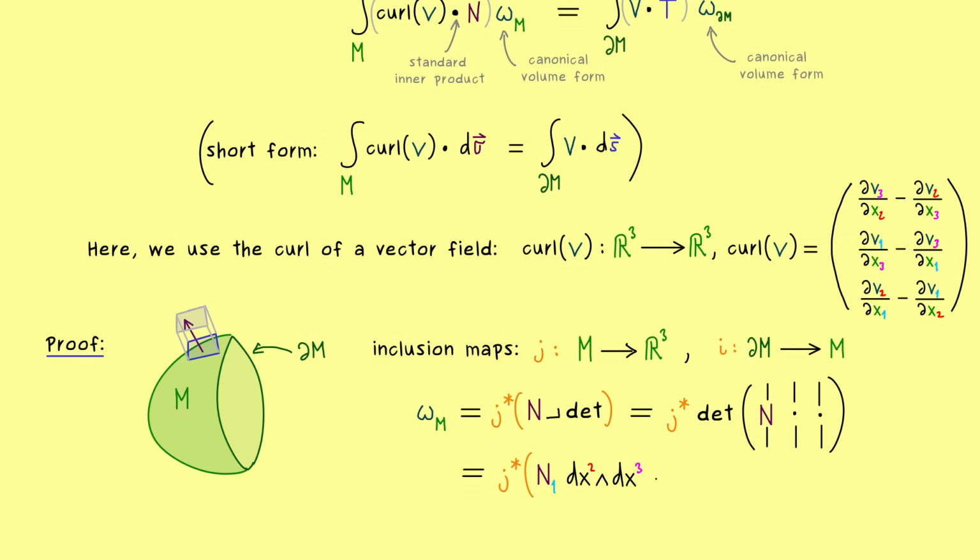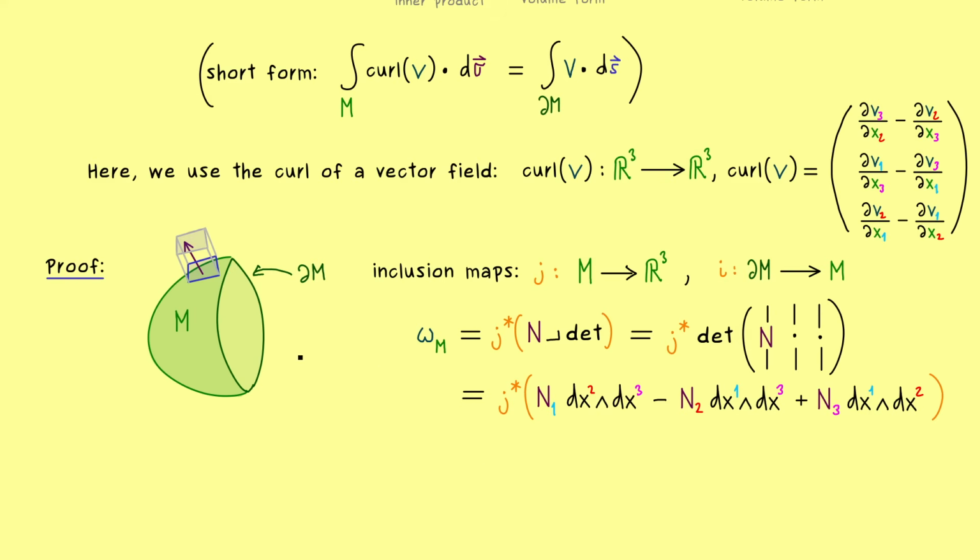And now you know, continuing this Laplace expansion gives us 2 more terms. The next one will be minus n2 and the last one plus n3. And moreover, you also have to calculate the correct subdeterminants. So in the end, this is the general formula we get for the volume form of M.